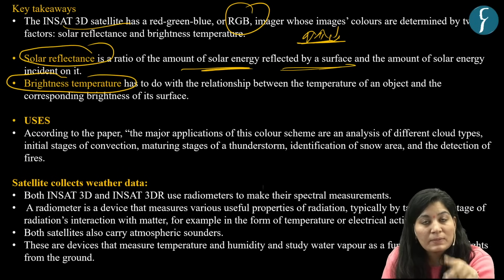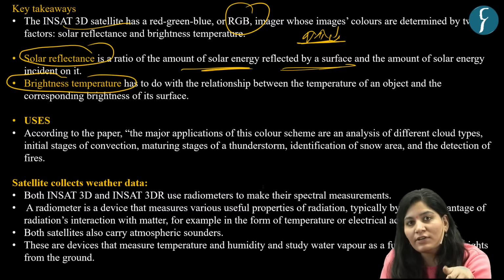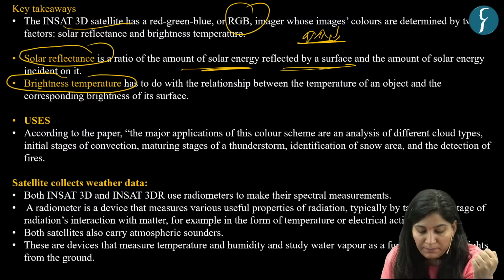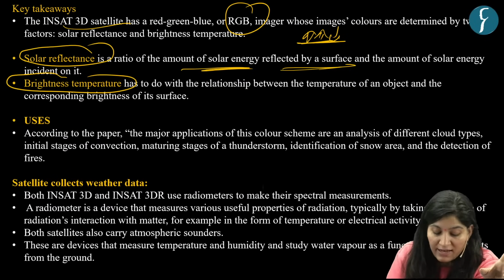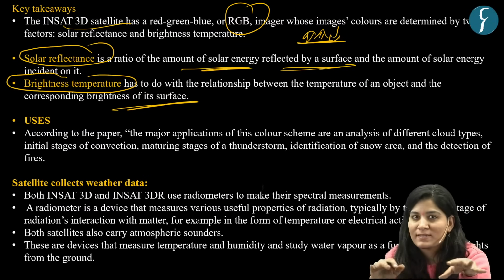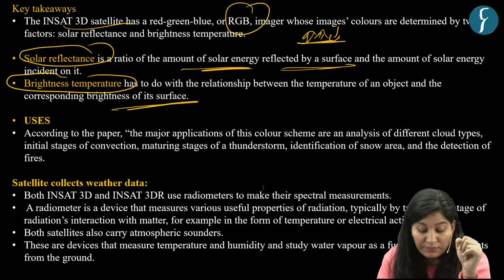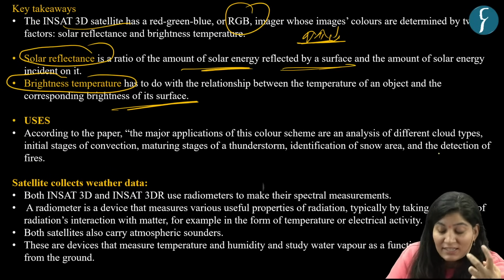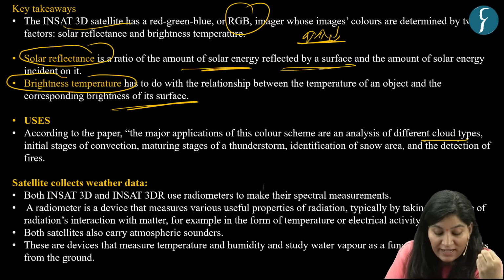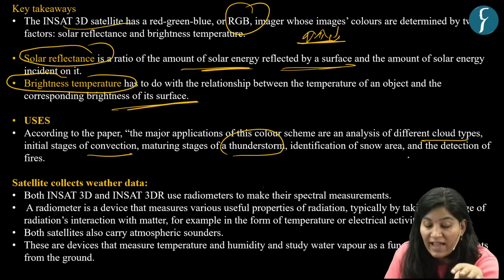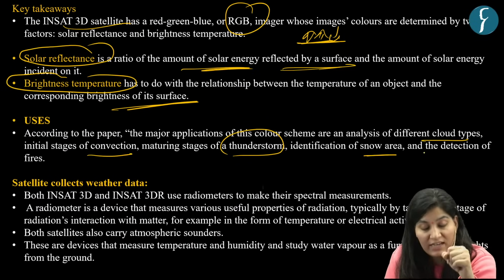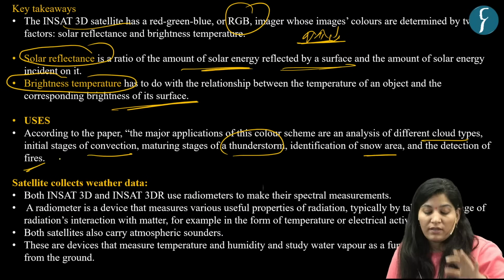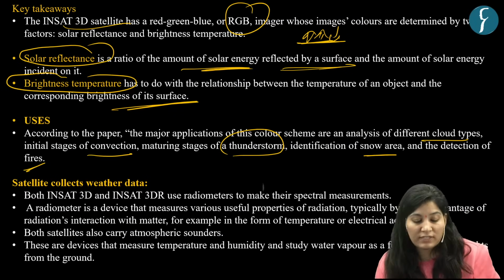Second parameter is brightness temperature. It shows a relationship between brightness and temperature: the temperature of the object and the corresponding brightness of its surface. Got it? Now, where to use? To analyze different cloud types, initial stages of convection, mature stages of thunderstorm, identification of snow area, and detection of fires. In all these areas, we can use this particular satellite.